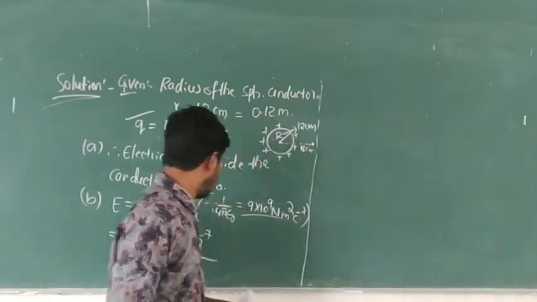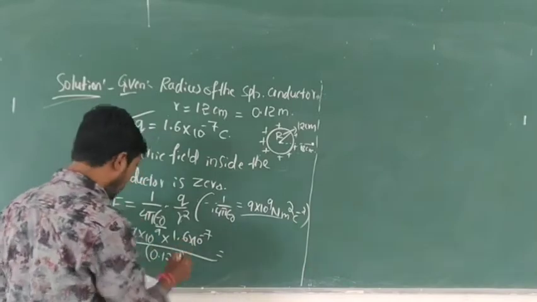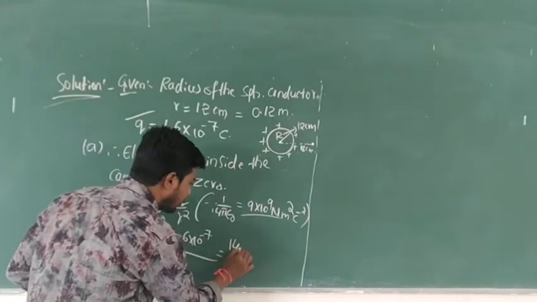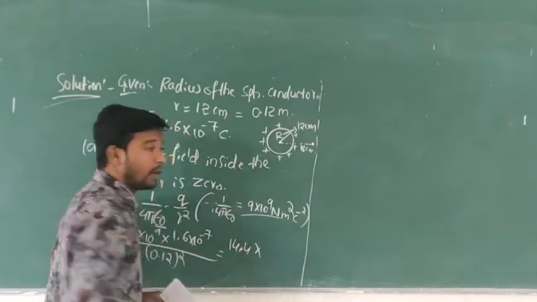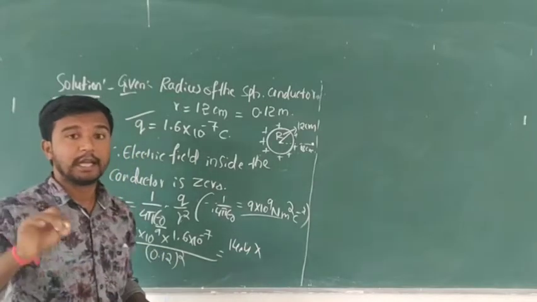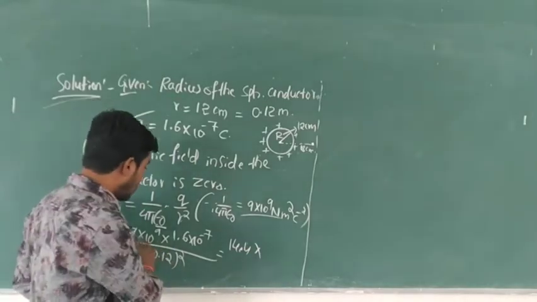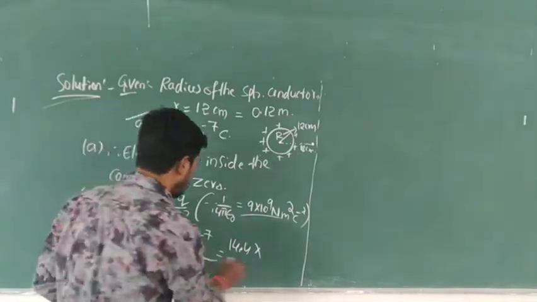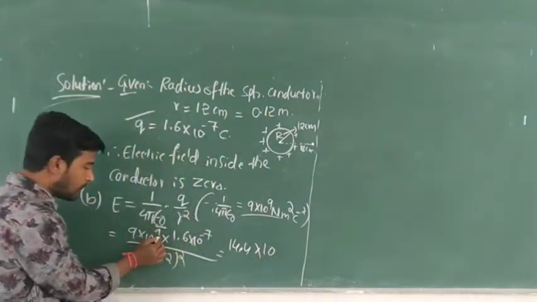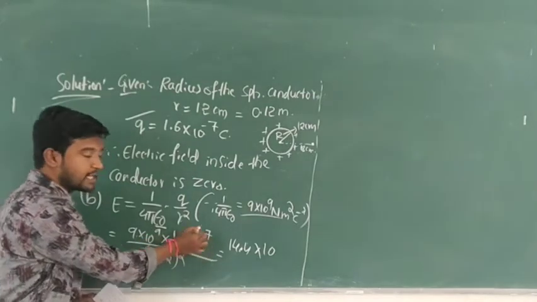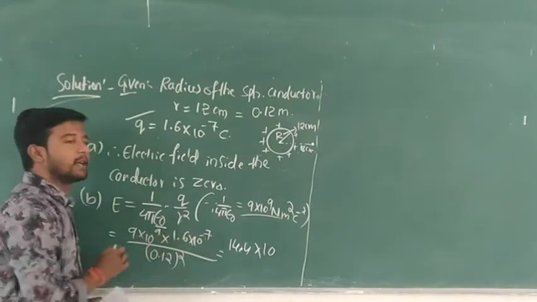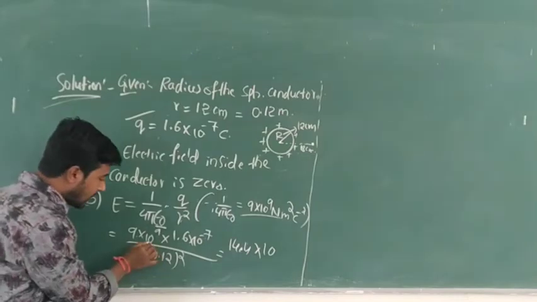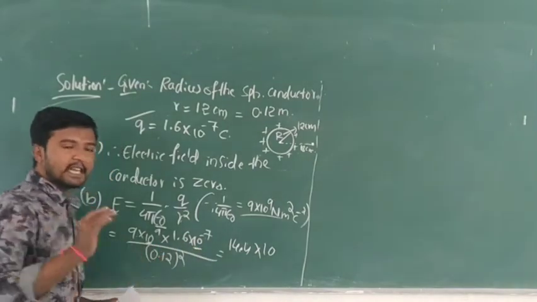Okay. Next here, how much? 9 into 1.6. How much? 14.4. Calculate in your notes. Take the calculator. 9 into 1.6, how much? 14.4 into 10 to the power. Here 10 to the power 9 and here 10 to the power minus 7. 9 minus 7.